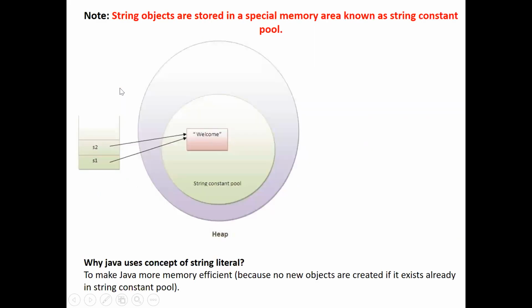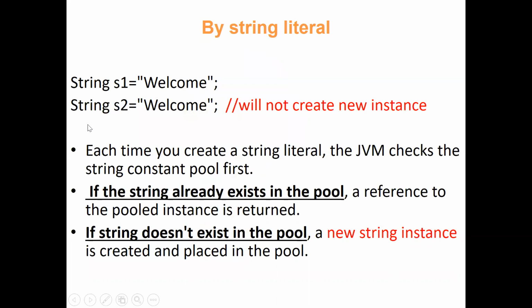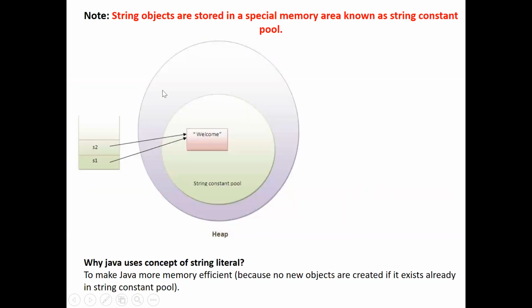Let's see here, I will show you. Like this: the string constant pool is a certain portion within the heap. All string objects created through literals will get stored like this. And the benefit of this, let's see. I have created string s1 as "welcome". What the JVM will do is create s1, and a "welcome" object is created in the string constant pool.